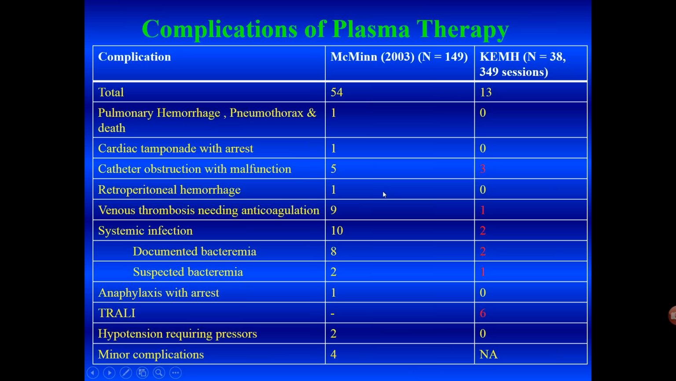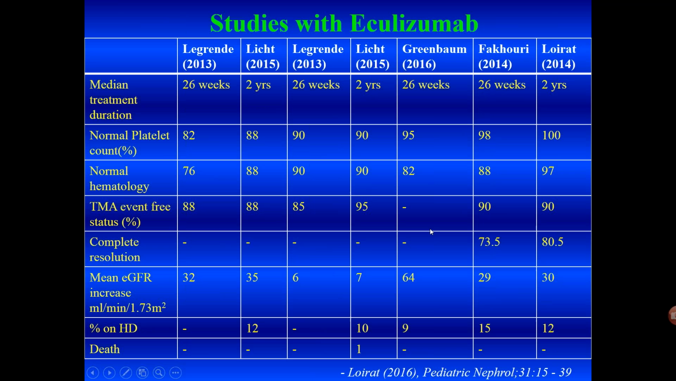So we have looked at 349 sessions of plasma exchange, and we've had 6 episodes of TRALI in the total of 120 patients. We've also had some other minor complications, mainly related to the central venous catheters.